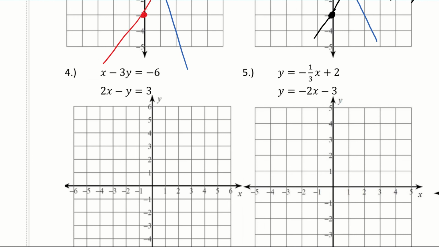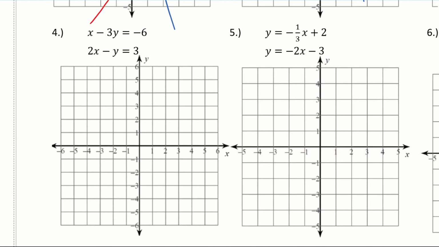Okay, let's try these ones. We have x and y on the same side, so we're going to use the cover-up method. Get rid of that. We get negative 3y is equal to negative 6. Well, divide both sides by negative 3, y equals 2. Right there.